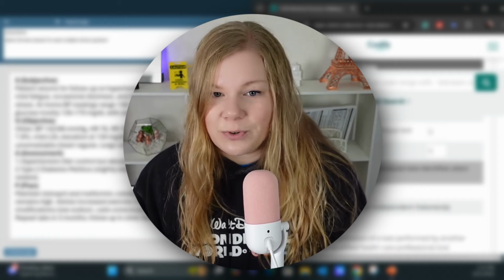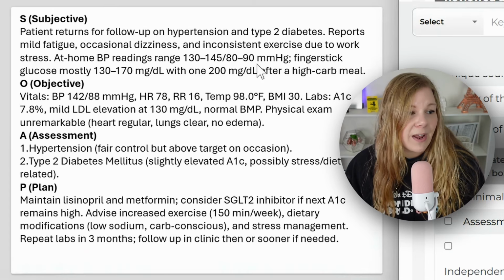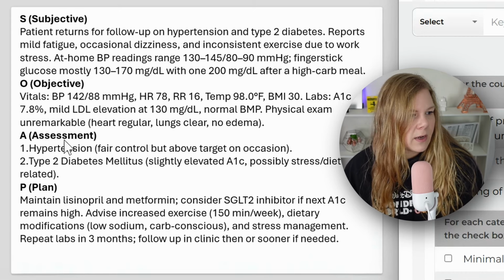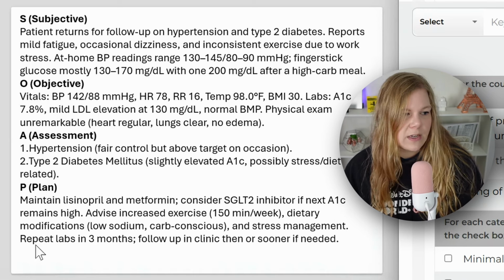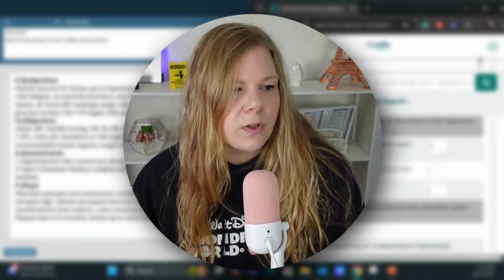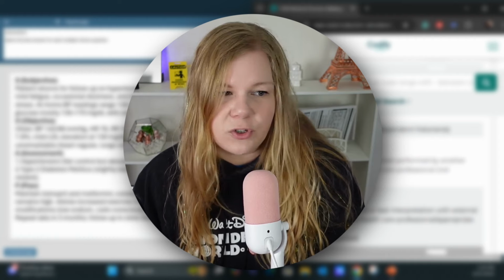So this was a pretty straightforward case. They have their at-home BP readings. They have vitals. They do have a lab. They reviewed their A1C. And then we have hypertension, maintain lisinopril, consider something, but it doesn't look like they really ordered anything. They said to repeat the labs in 3 months, but I don't really see an order for the labs. So we're just going to keep that where it is. It doesn't look like we had any discussions with anyone else.